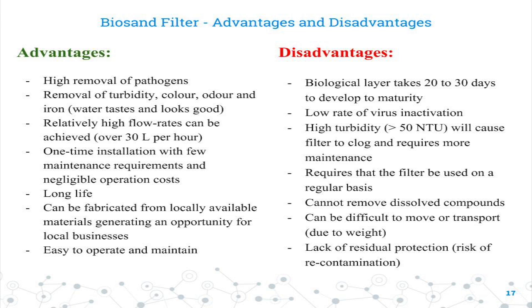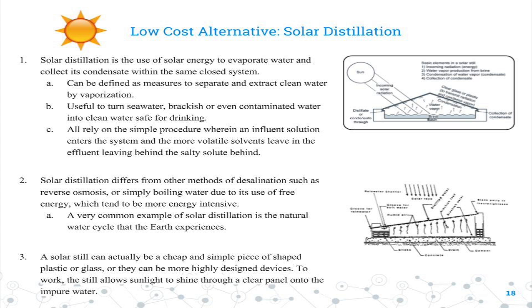Here's a list of advantages and disadvantages of using a biosand filter. I'll just run over some quick ones. Some advantages are high removal of pathogens, removal of turbidity, color, odor, and iron, and also relatively high flow rates can be achieved, over 30 liters per hour, and it has a long life. Some disadvantages are that biological layers take 20 to 30 days to develop maturity. There's a low rate of virus inactivation. It requires the filter to be used on a regular basis, and it cannot remove dissolved compounds.